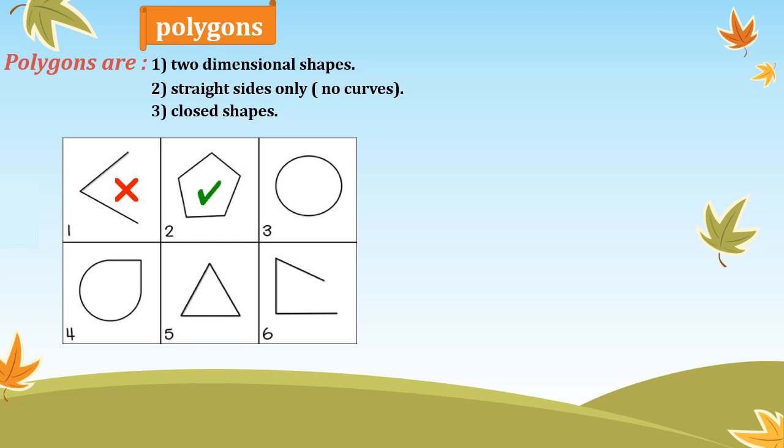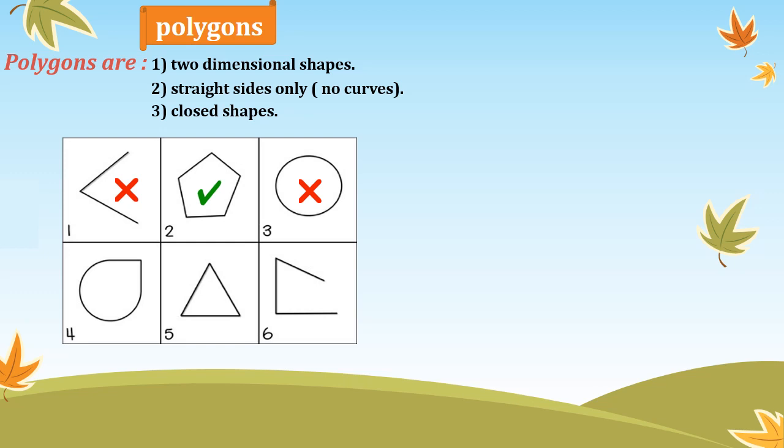Number 3, is it a polygon or not? No, it's not a polygon. Why? Because it's curved. It's not a shape that has straight sides. Number 4, is it a polygon or not? No, it's not a polygon because here we have a curve.